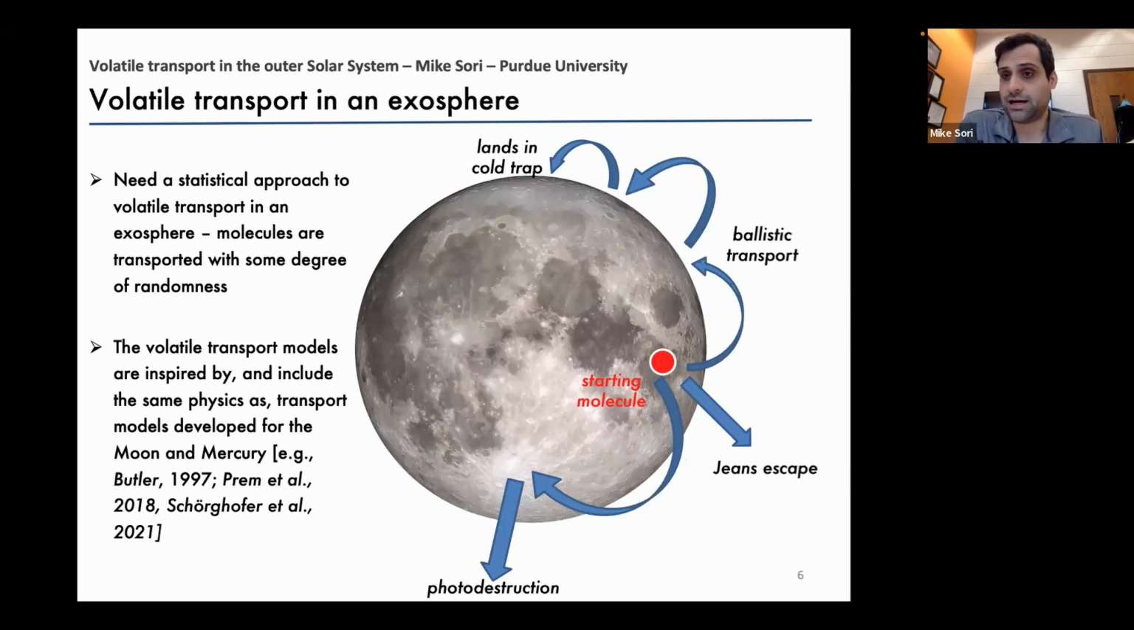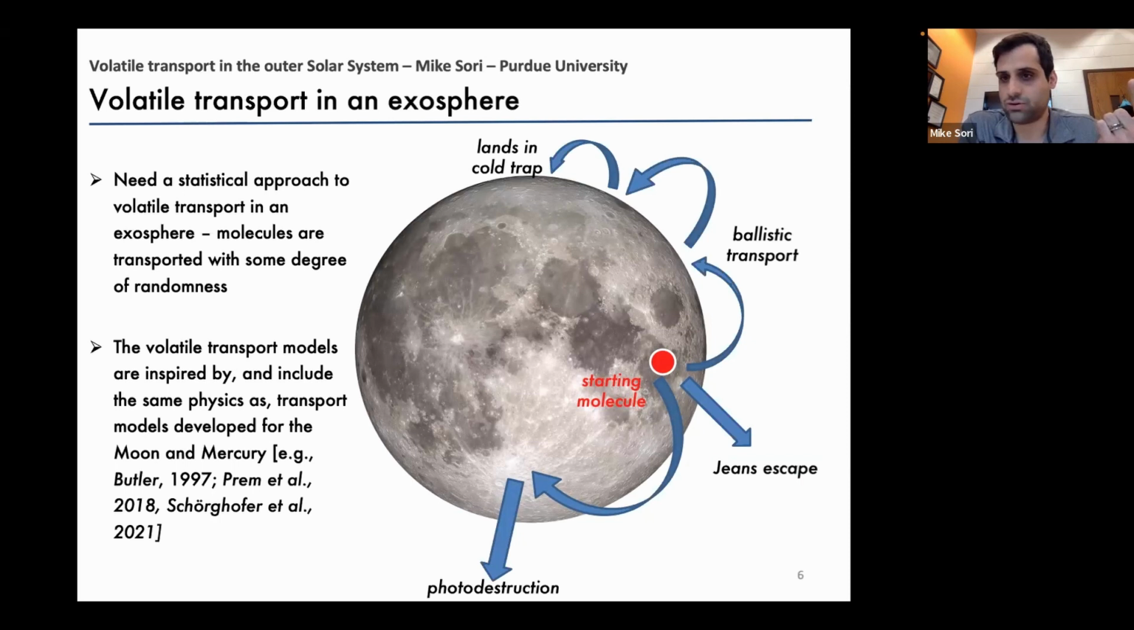So some of the processes that we think about are these ballistic hops, Jeans escape, other mechanisms of escape. There are other processes not shown on this particular image that are important on some bodies. Surface roughness is one of them.